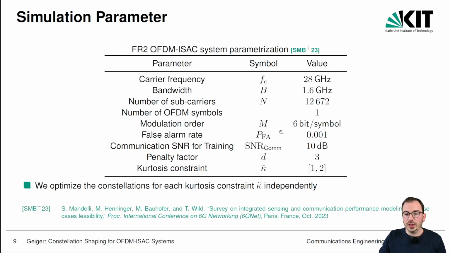For our simulations, we consider an FR2 OFDM-ISAC system with a communications SNR of 10 dB. And since the kurtosis constraints should be between 1 and 2, we sweep the kurtosis constraint between 1 and 2 and optimize the constellations for each kurtosis constraint independently.